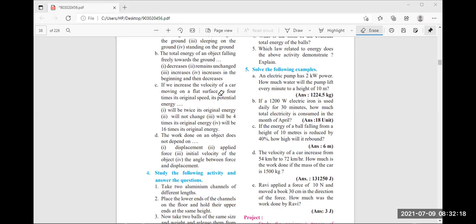Why will it not change? What is the reason behind it? If you increase the velocity of a car moving on a flat surface to 4 times its original speed, its potential energy will not change. You have given the answer. Why? Whatever the car's potential energy, it remains constant because as the car's speed increases, its kinetic energy increases, but potential energy remains the same. Correct? Now, next one.